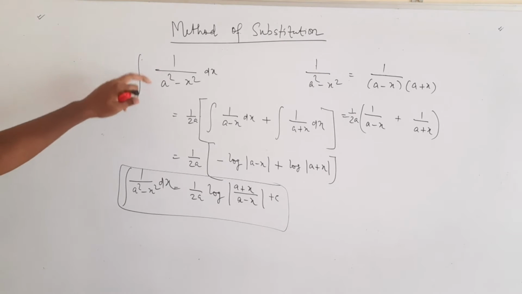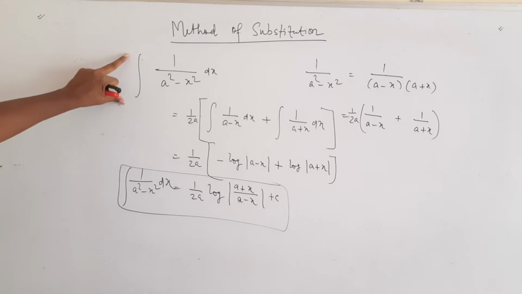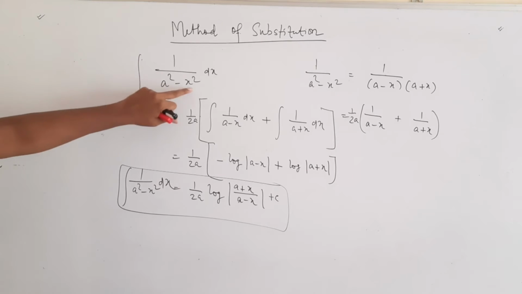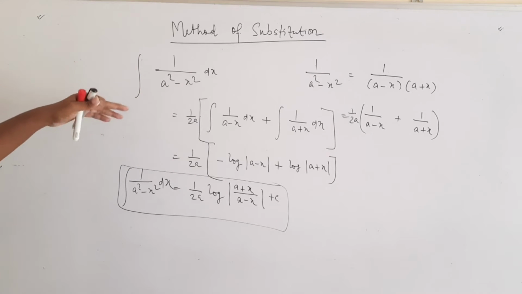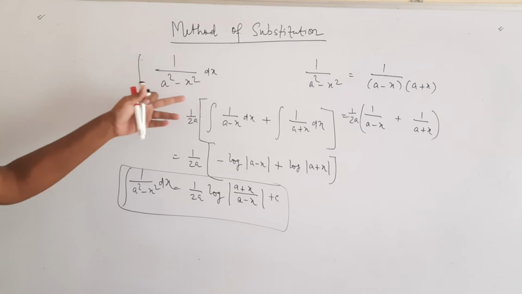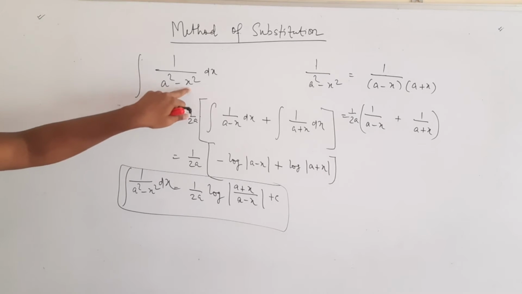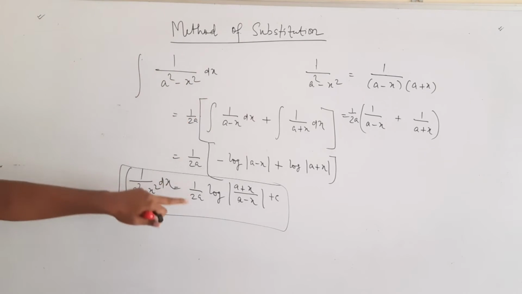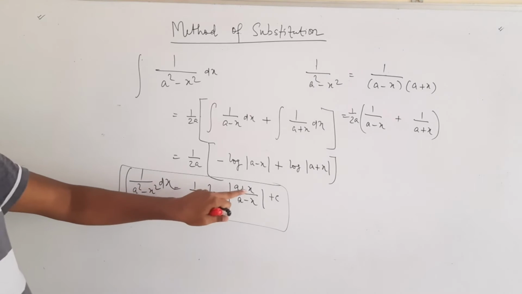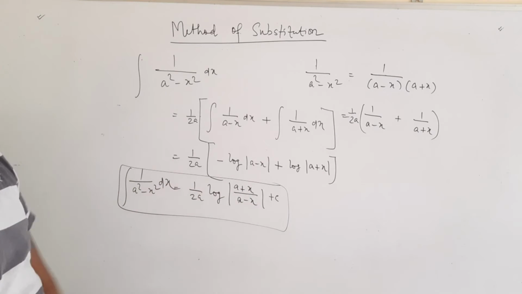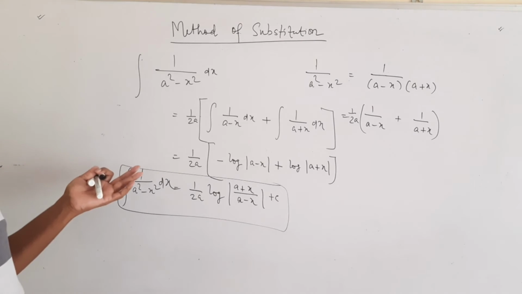You have to remember this whenever you see this kind of form, the integration of 1 over a square minus x square. Another way of remembering this expression is that 1 over constant square minus variable square with respect to the variable will give you 1 over 2a log mod a plus x over a minus x plus c, the constant of integration. So now I'll take another form. I hope everything is clear.